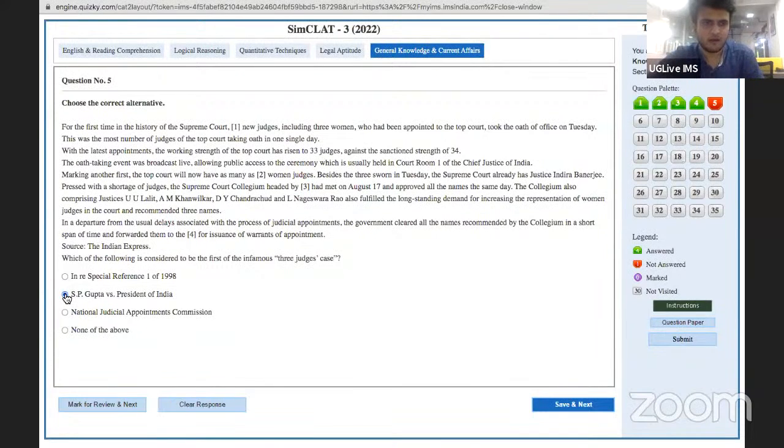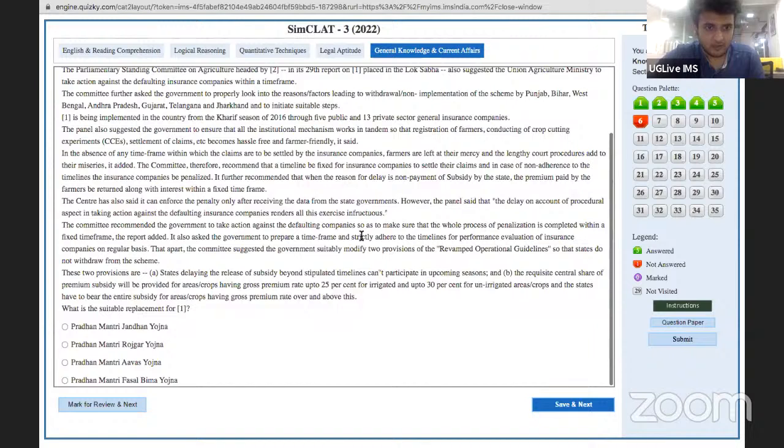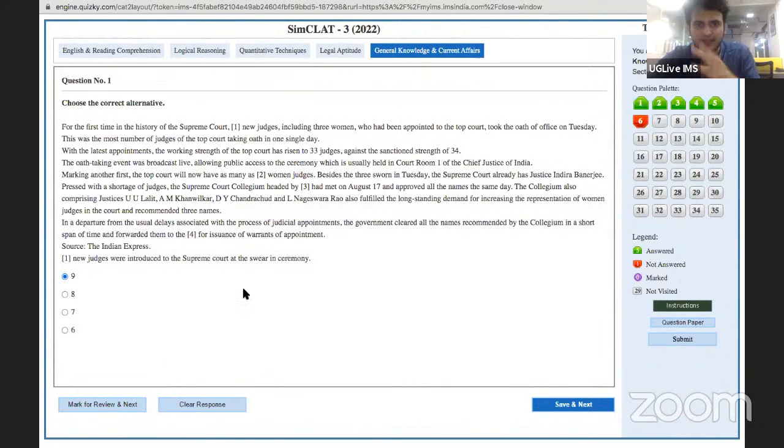SP Gupta, then there was Supreme Court Advocate on Record Association case, and then there was In Re Special Reference case, 1998. So first case was SP Gupta. So therefore, option is that. All right. Now, interestingly, guys, I didn't see any of the passages here because I already read the news somewhere.